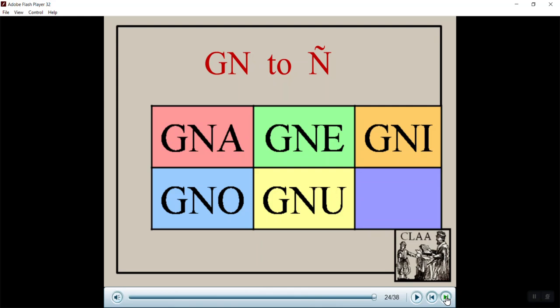Look at the orange box. In Classical Latin, we would read this as gni. In Church Latin, we'll read this as nyi. Look at the light blue box. In Classical Latin, we would read this as gno. In Church Latin, we'll read this as nyo. And lastly, in the yellow box, we would read this syllable as gnu in Classical Latin. But in Church Latin, we read it nyu. The letters G and N, when they're together in speech, are read as nya in Church Latin.